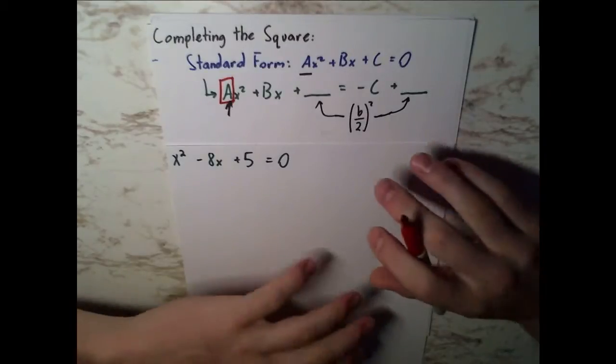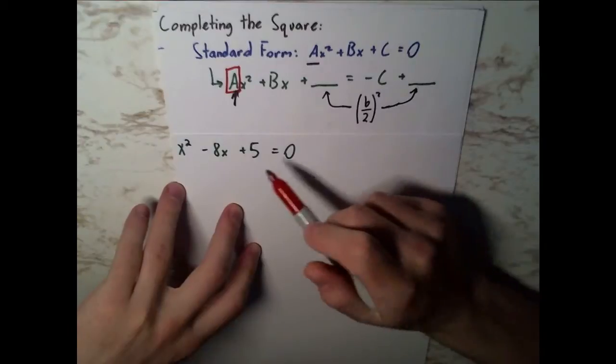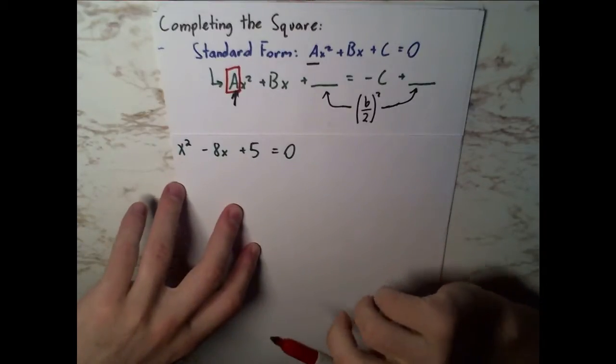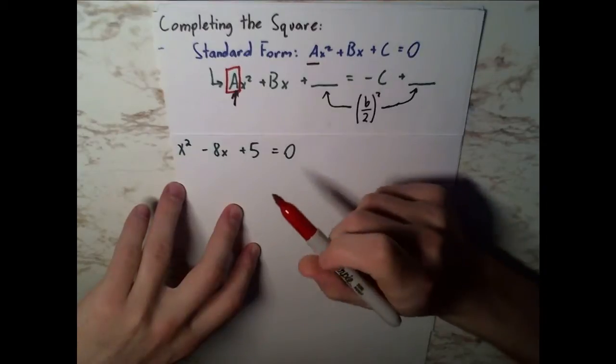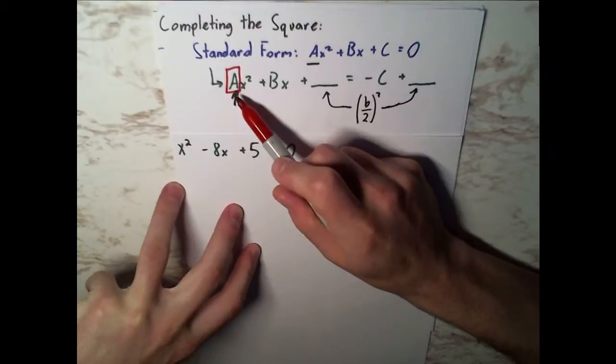Okay, this is going to be another example of completing the square. So we're going to work this example here. One thing that I didn't mention in the previous video is that this a term here has to be 1 in order for us to complete the square.